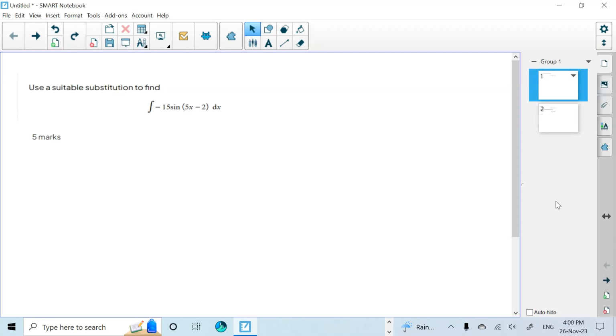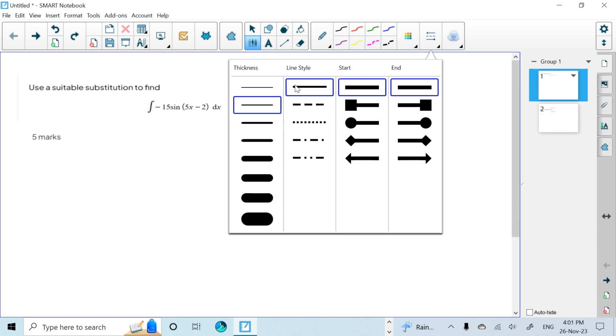Okay, here's another question for 5 marks, and it says use a suitable substitution to find the integral of minus 15 sine brackets 5x minus 2 close brackets dx. It does specify a particular method, substitution, even though there is a number of ways to do this, but let's have a go at the maths. It's sensible to always call your integral, as specified in the book, something. And yeah, we'll call it I.